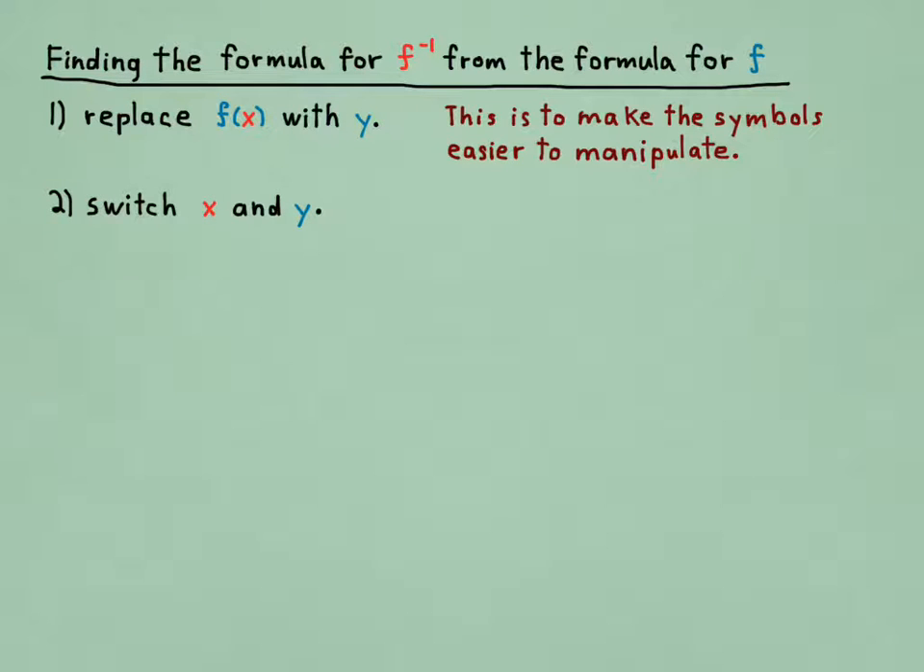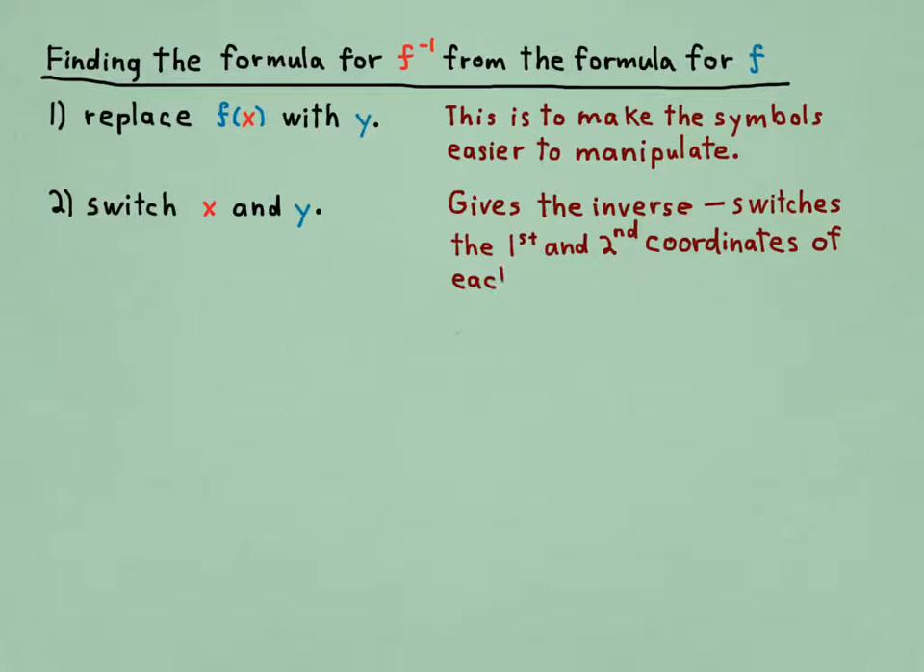Then you switch the x and y, and this actually gives the inverse relation, right? You're just switching x and y. Switch the first and second coordinates of each point on the graph. So that's the reflection in the line y equals x, if you want to think of it that way. So x goes to y. I made those both red so you can tell those are actually the same numbers, x and y. X becomes a y, and the y becomes an x. Okay.